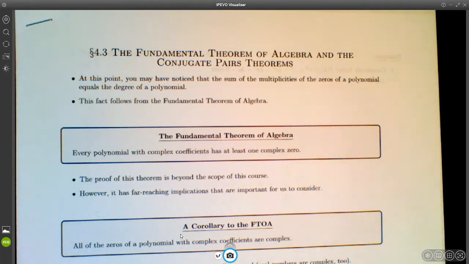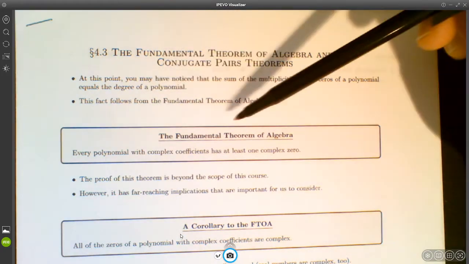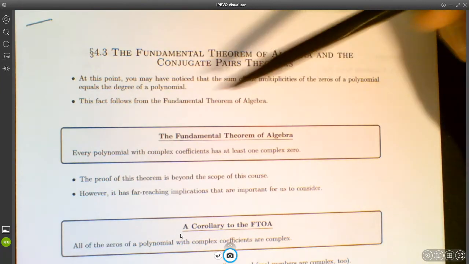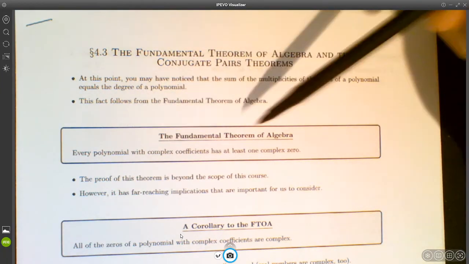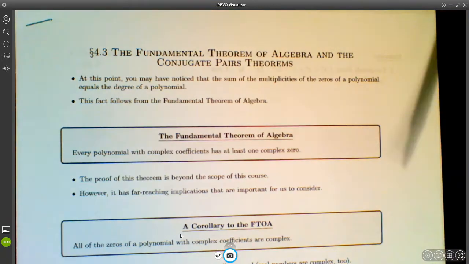So in this section and then the next one, we're going to talk about a couple of tools that we have for finding some more of the zeros of polynomials if they're not rational. The fundamental theorem of algebra just tells us what kind of zeros we can expect to have. And it says this: every polynomial with complex coefficients has at least one complex zero.